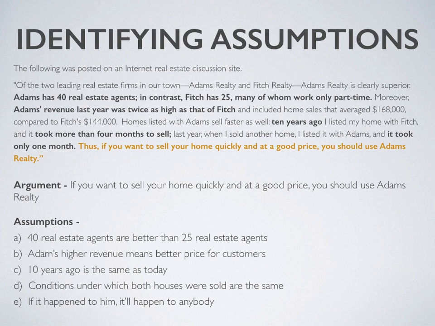There is no way of knowing that 10 years ago the housing market was in the same scenario as it was 1 year ago. It might have been really bad back then, it might have been really, really good last year, which could account for the discrepancy in the time it took for Fitch to sell versus the time it took for Adams to sell. So it has no direct correlation to superiority in quality or how good Adams might be as a real estate firm. So again, this is an incorrect comparison. This is a direct flaw that the author makes in his assumption.